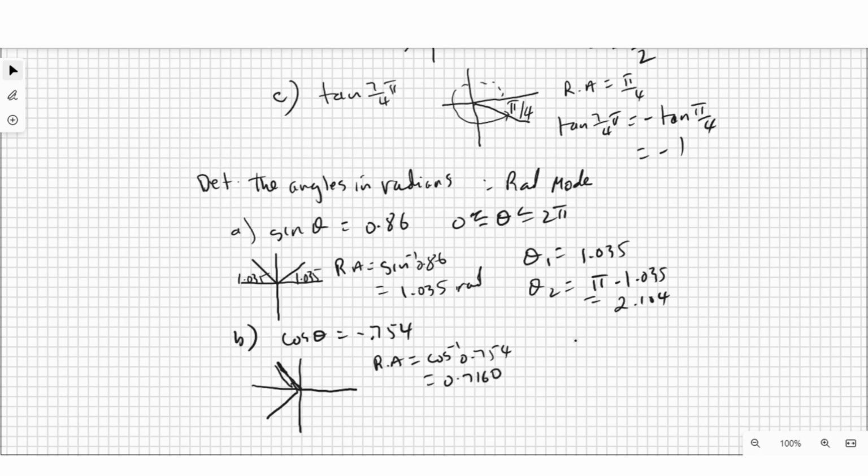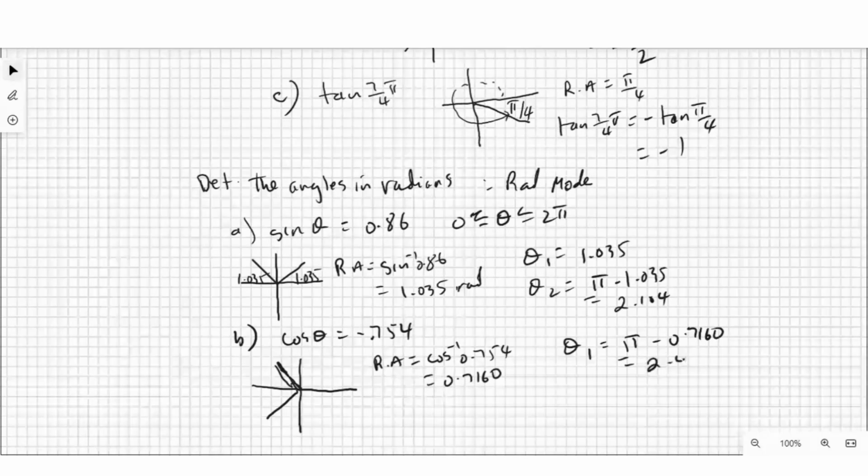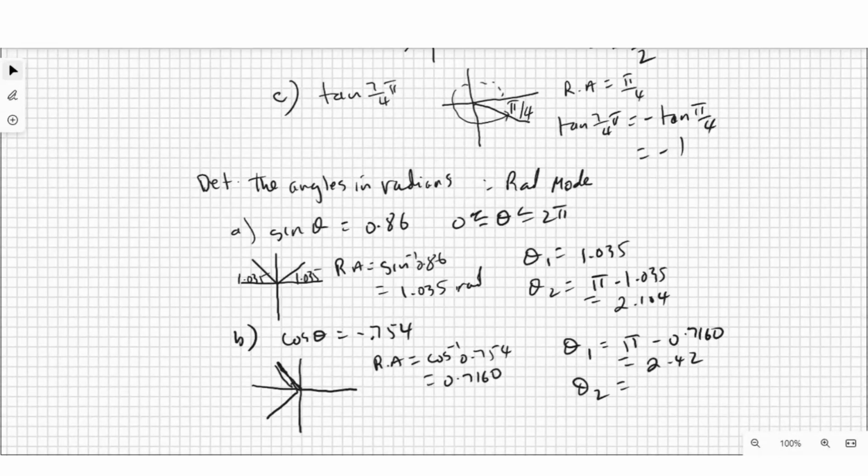0.7160. So my first angle is in the second quadrant, therefore pi minus 0.7160, which is equal to 2.42. My second angle is in the third quadrant, which is pi plus 0.7160, which is 3.856 radians.